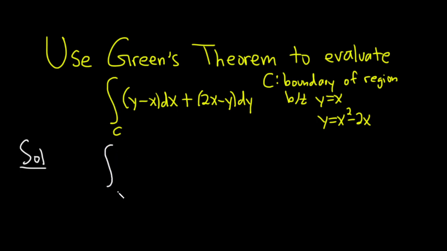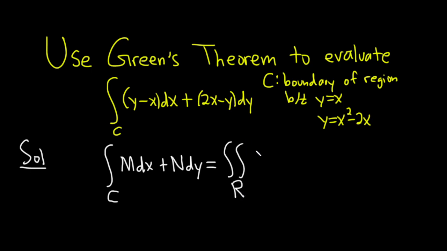So it tells us that if we're integrating along C, then we have M dx plus N dy. This is equal to the double integral over the region R of del N del x minus del M del y, dA. Here M and N have continuous first partials in some open region containing R. C is piecewise smooth, it's traversed once counterclockwise, and R is always to the left of C.